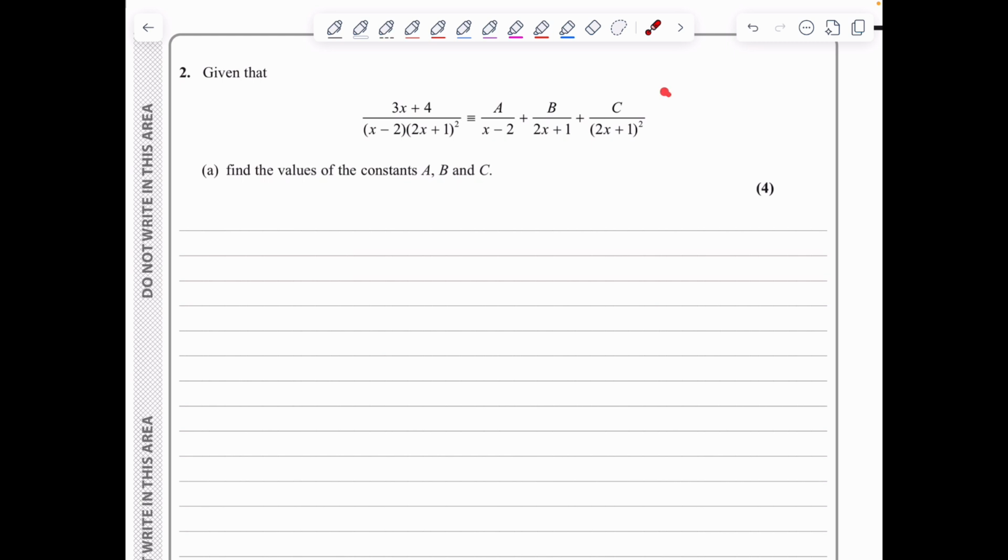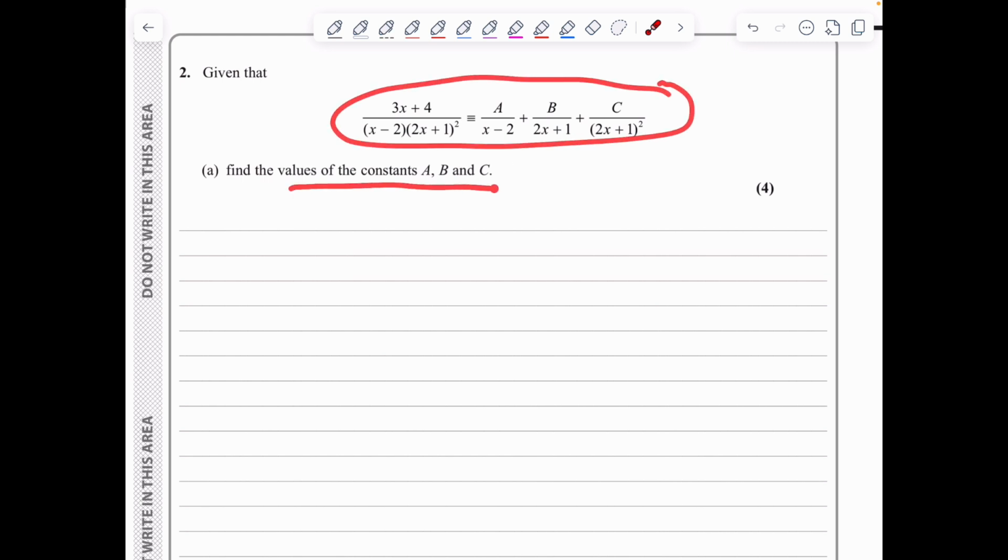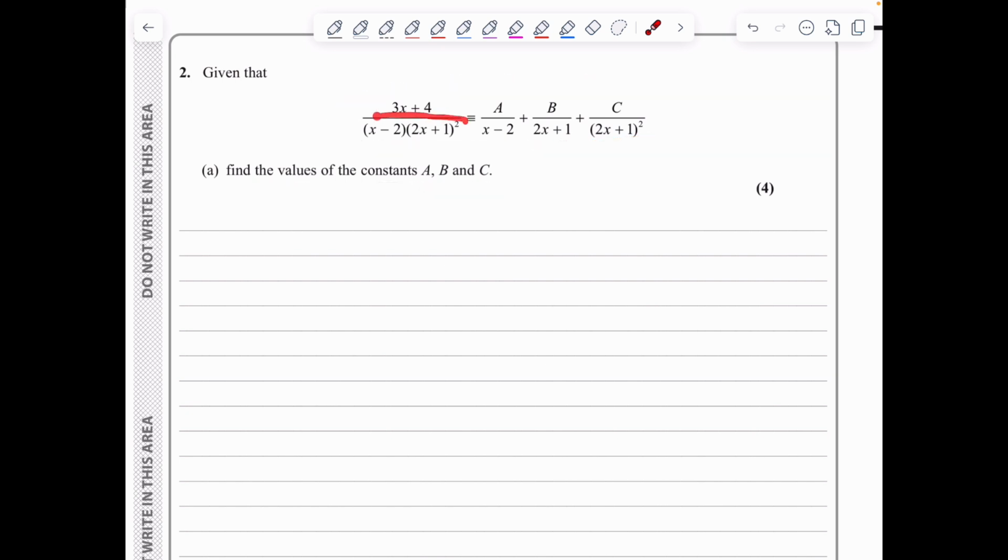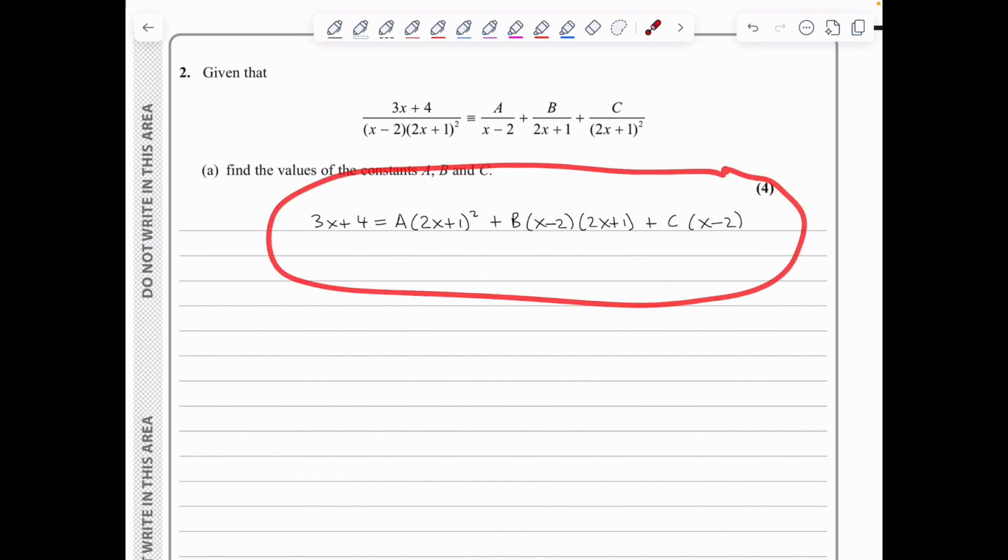In question 2, we're given the expression here and we need to determine the values of the constants a, b, and c. Well, we see that the lowest common multiple of the denominators is exactly the x minus 2 times 2x plus 1 squared. So if I multiply throughout by this, we get that 3x plus 4 is equal to a times 2x plus 1 squared plus b times x minus 2 times 2x plus 1 plus c times x minus 2. Now this identity holds true for any value of x, so I will be setting suitable values for x in order to eliminate some of the brackets and determine the unknowns a, b, and c.